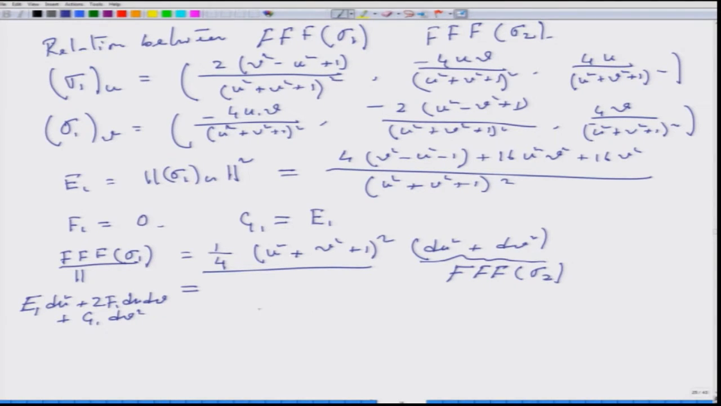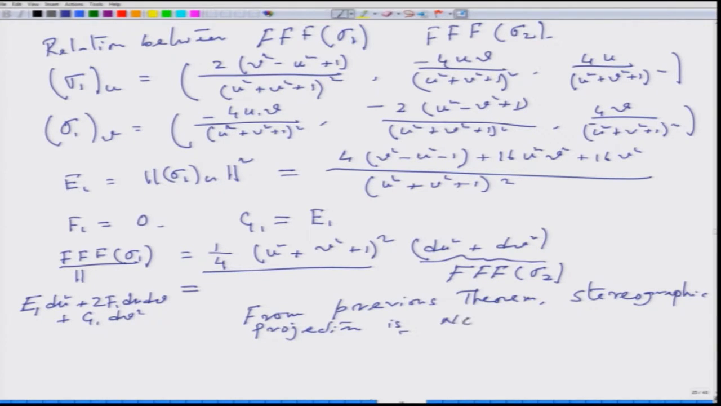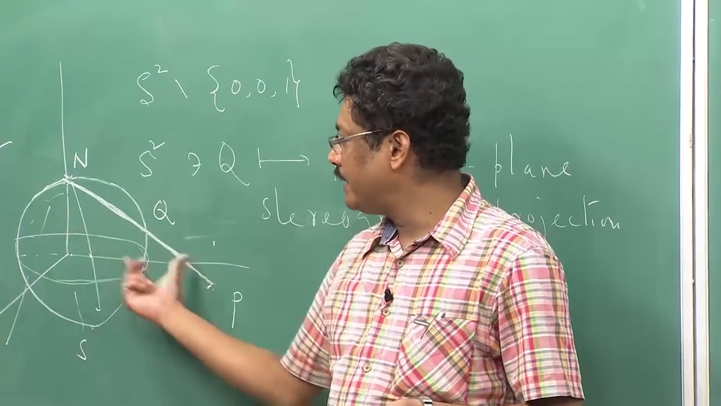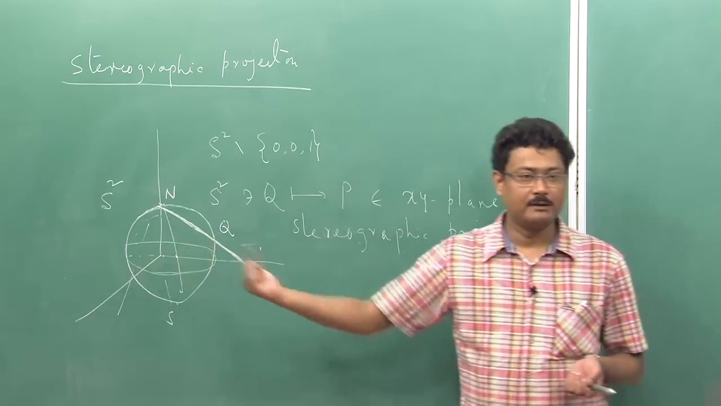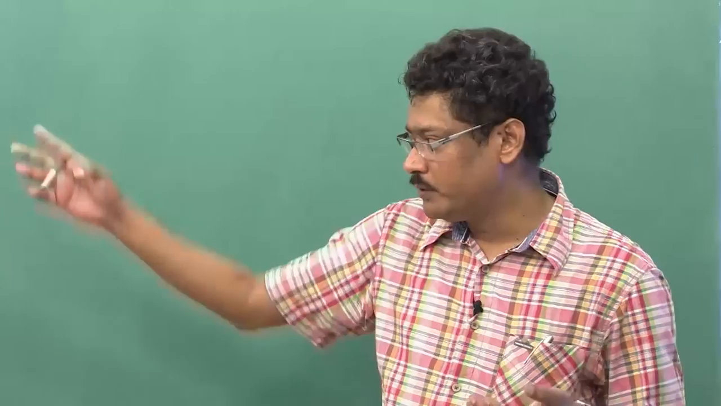So immediately from the previous theorem, last day's theorem, stereographic projection is not an isometry, because an isometry would have to have equal fundamental forms. This is usual, because if you take a long curve on the plane, under the inverse map of stereographic projection it will be wrapped on the sphere. So length cannot be preserved. Intuitively, the length of curves cannot be preserved through this map.